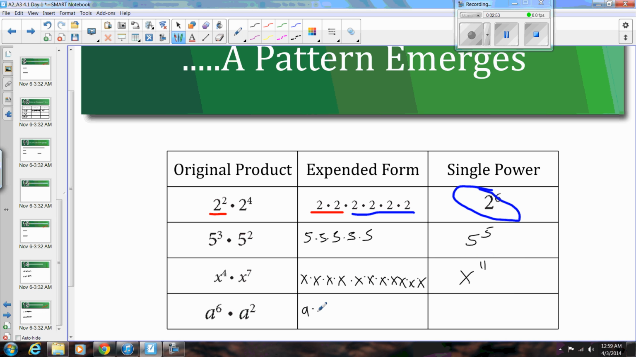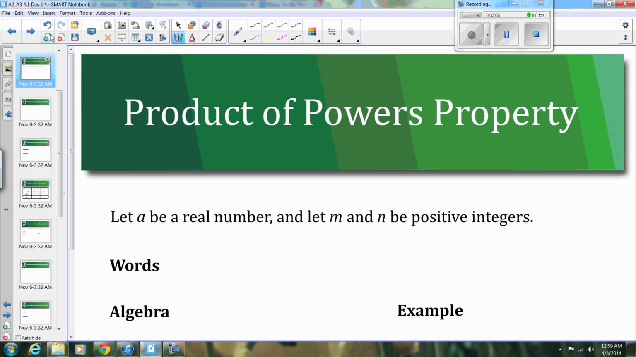And lastly, we'll do a to the 6th. So first I'm going to do 6 a's, sorry. So there are 6 of them here. That's a to the 6th power. Tack on 2 more. How many are there? A to the 8th. Okay, so you should probably see a pattern emerging here. And let's take a closer look.